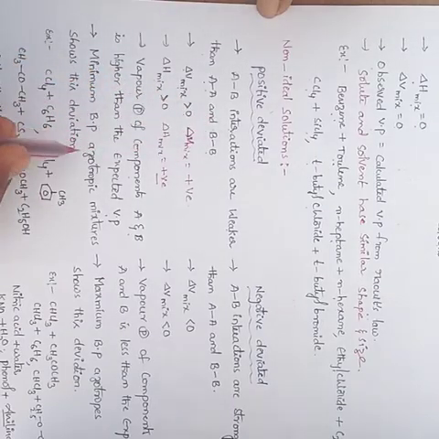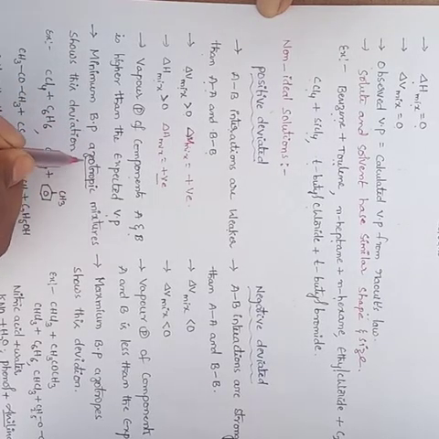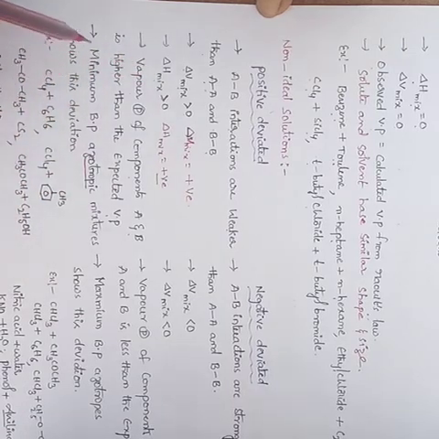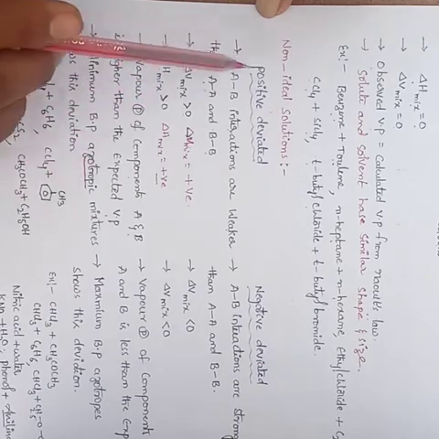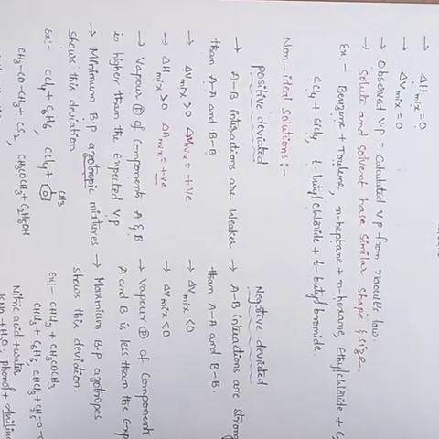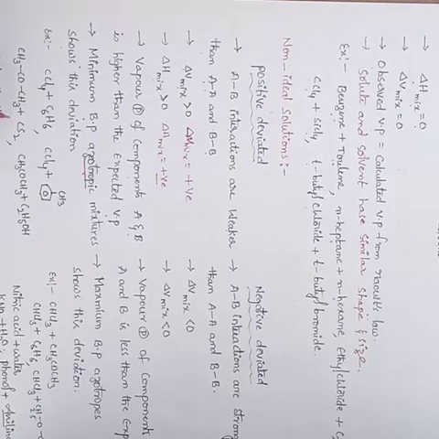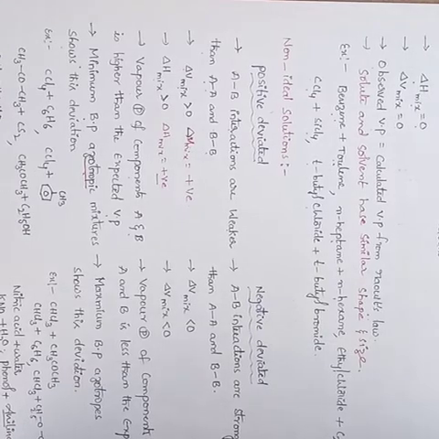And next, positive deviated non-ideal solutions can show minimum boiling point azeotropic mixtures. About this we'll discuss later. So minimum boiling point azeotropic mixtures can show the positive deviated non-ideal solutions. Examples for this are the mixture of carbon tetrachloride and benzene, carbon tetrachloride and toluene, acetone and carbon disulfide, acetone and ethyl alcohol, and ethyl alcohol and water. So these are some examples of positive deviated solutions.